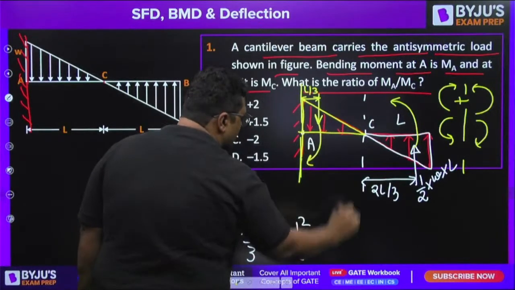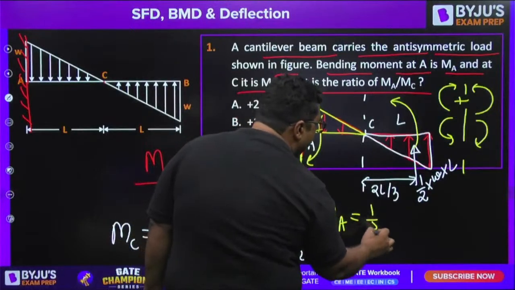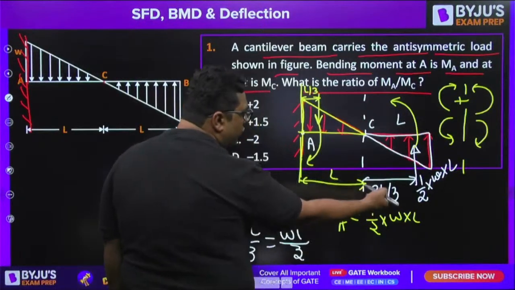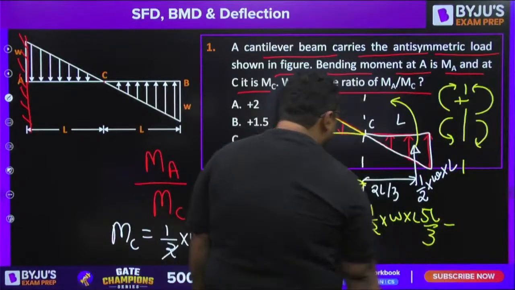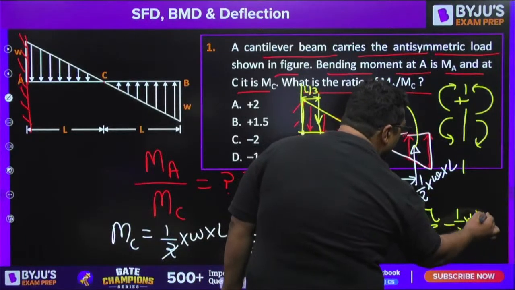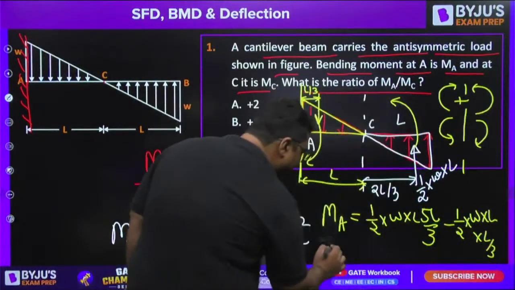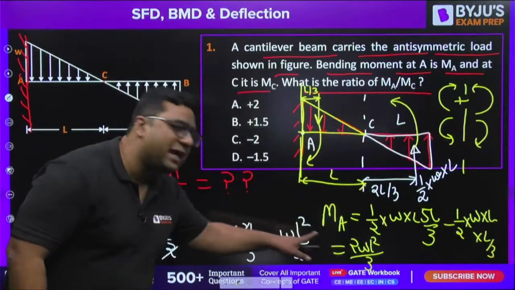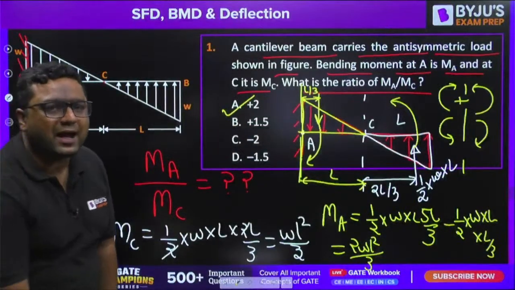So my dear, to find out the bending moment at A, you will write once again the area of the triangle, half into W into L. This distance is L, so it is going to be 2L by 3 plus L, which is 5L by 3. And you know this is sagging and the second one is hogging. This is the area of the triangle, half into W into L, acting at a distance of L by 3. So you would be getting 2WL square by 3. If you see, this is just double that of the previous one. So the answer is going to be plus 2, guys. A is going to be the right answer.